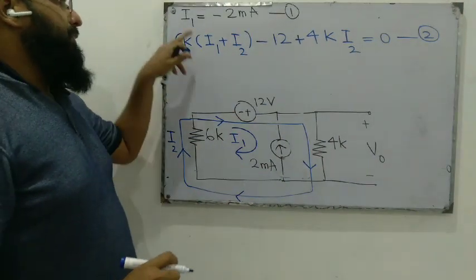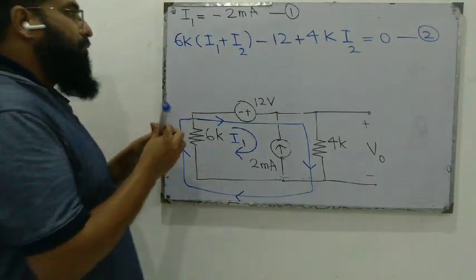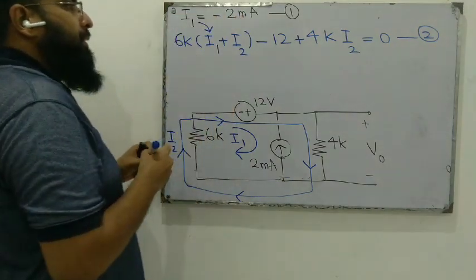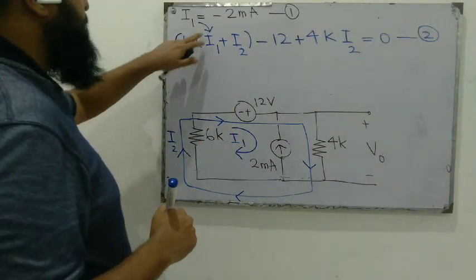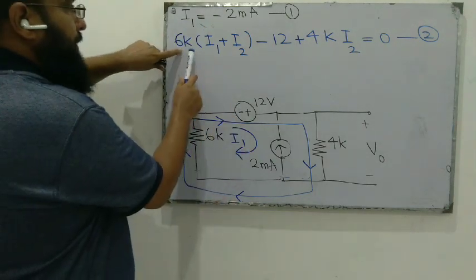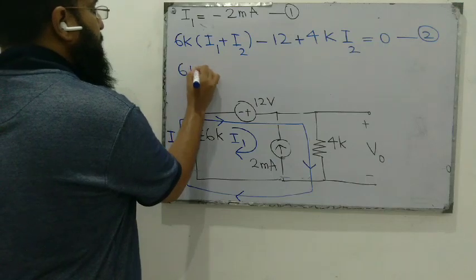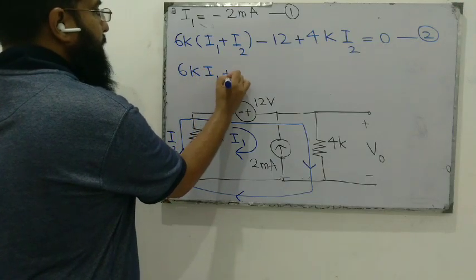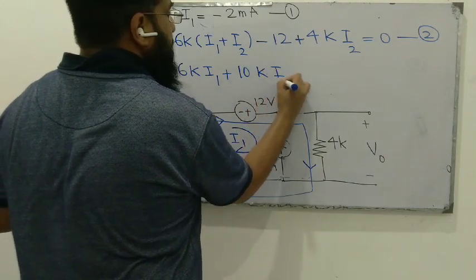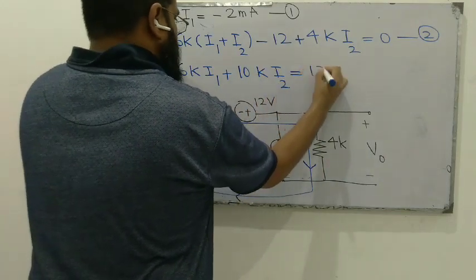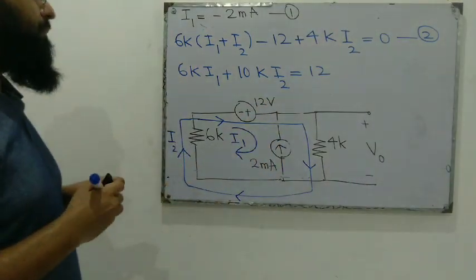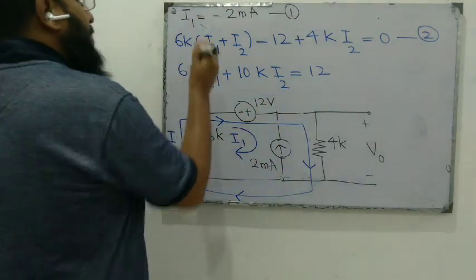Now we have two equations. I1 is minus 2 milliampere. We can put this value here. But before we put this value, let's collect the coefficients, like coefficients together. This is 6K I1, 6K I2 plus 4K I2, 10K I2 is equal to 10. Minus 12 on the other side becomes plus 12. Now we can put the value of I1 here.